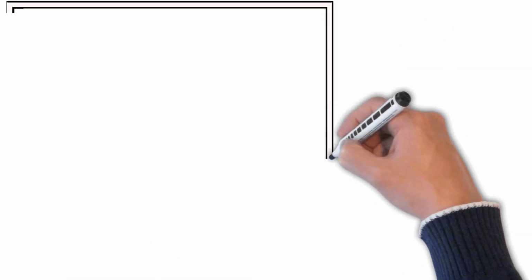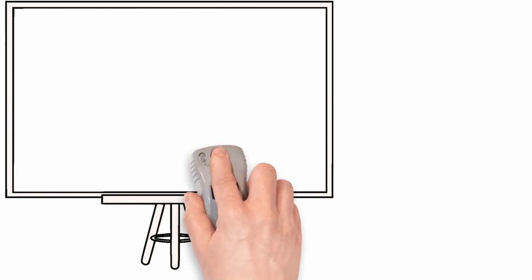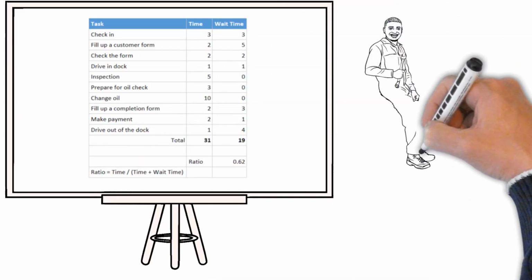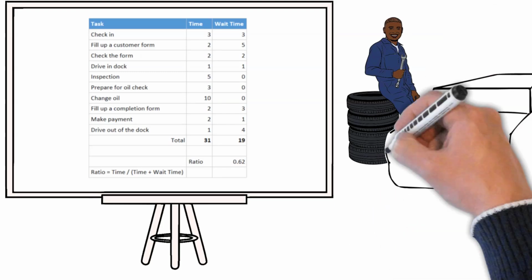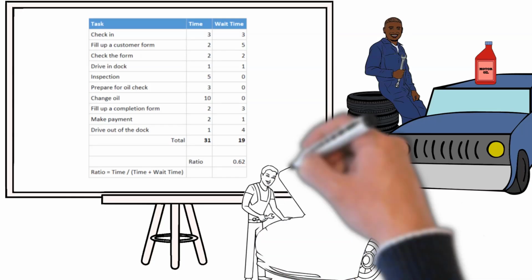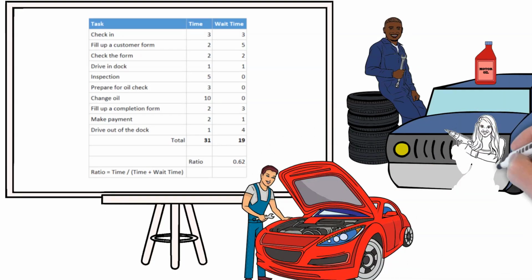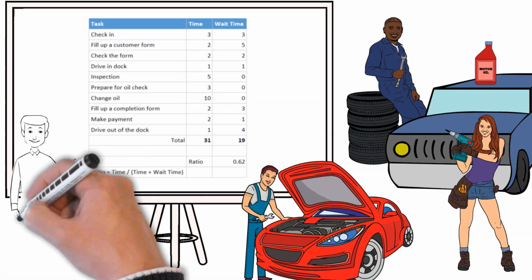To understand the value add versus non-value add or waste better, let's consider an example. Imagine an oil change station. Process steps are recorded in the column tasks, and then there are time to complete the task and time to wait before the task begins. For the simplicity of analysis for this example, let's assume that our waste is wait time only. The total time is 31 minutes, and the wait time is 19 minutes.